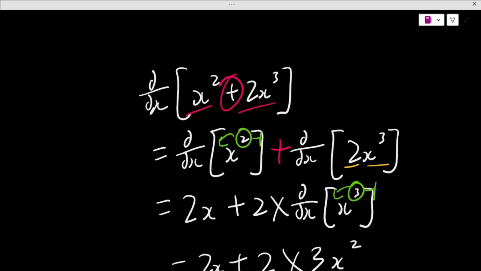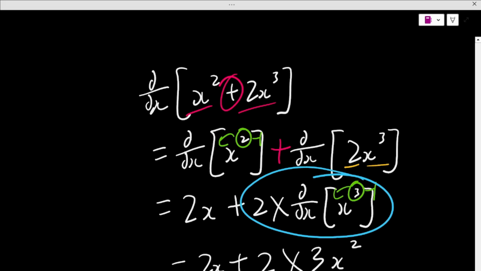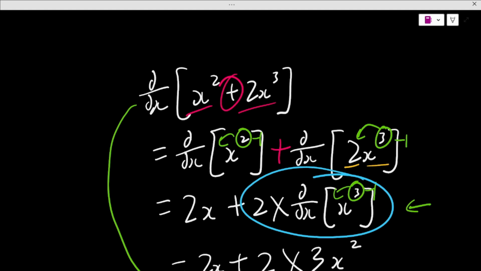Now, one thing to note is that instead of having to do this intermediate working, we can actually already see it as we're going to bring the 3 power down and multiply it with the 2 directly, and then subtract 1. So this step is not necessary. If you are sharp enough and competent enough, you can actually just jump directly to this step.